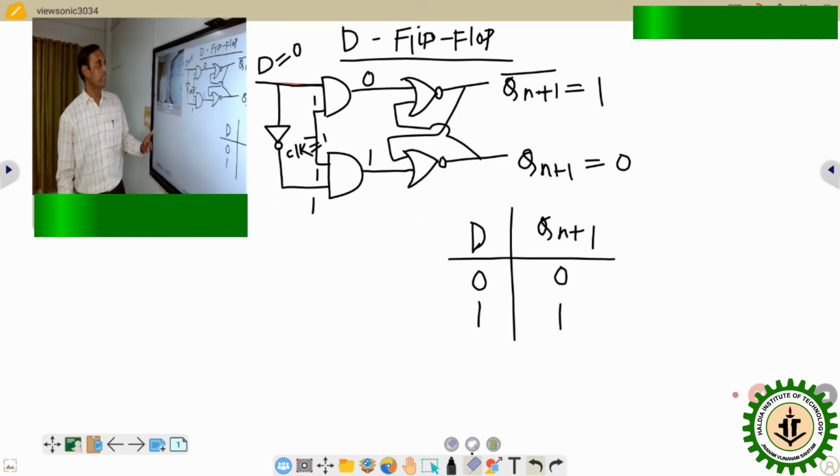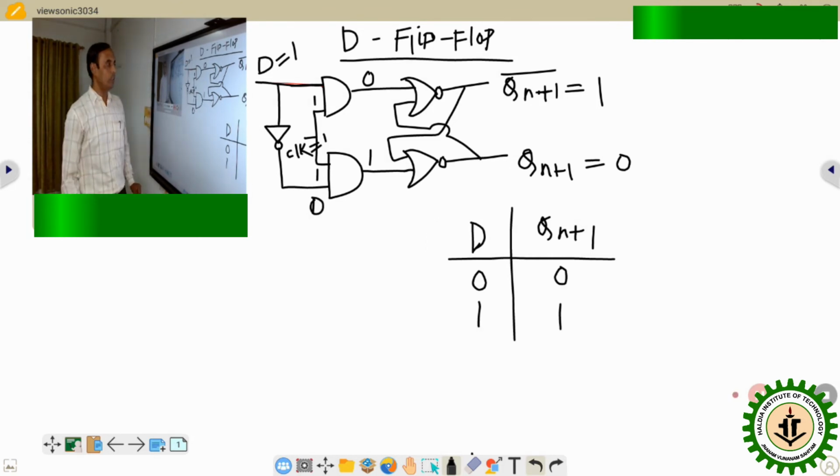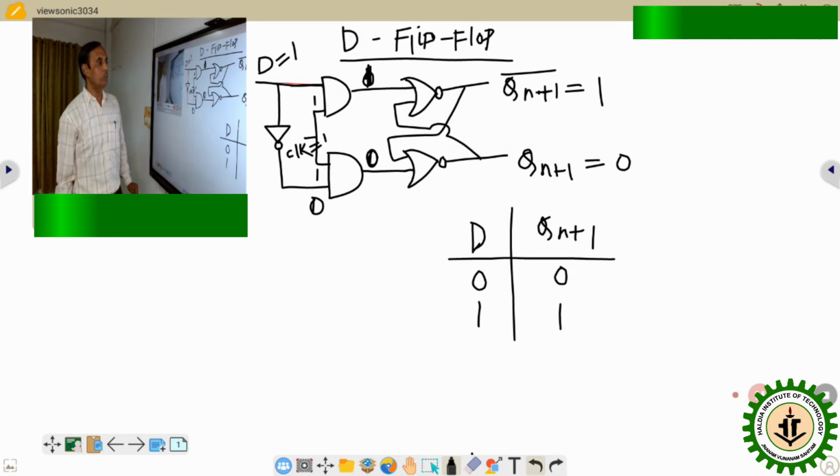Now again we are considering this one. This value equals to 1. So if this value equals to 1, what will happen? This is 1, so it will be 0. So this is 0 and this is 1. So this is 1, clock value equals to 1, 1, 1. So this particular value will be 1, and this particular value will be 0.